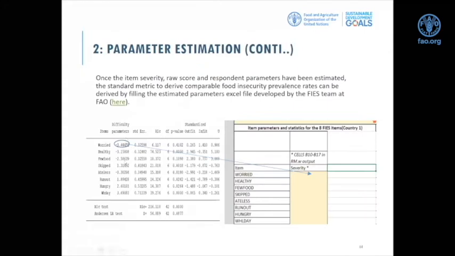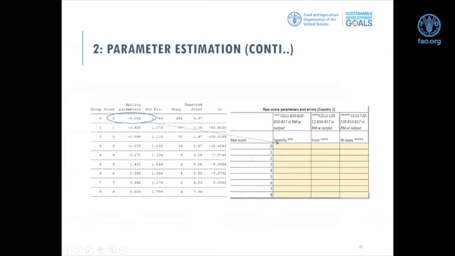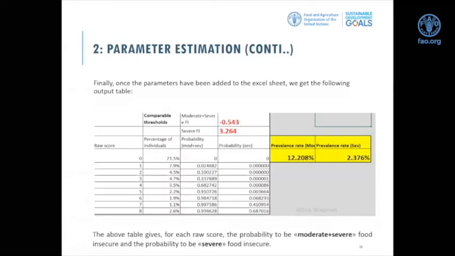So once we have the difficulty parameters estimated, we then plug them into the Excel file prepared by the FAO team, which can be accessed here. This information is then inputted into this Excel file for the difficulty parameters and as well for the ability parameters, along with the standard errors and the frequency of the agriculture holdings that responded yes or no to these questions, to arrive at the probability of severity of food insecurity.